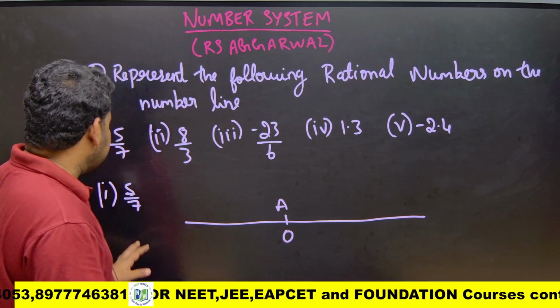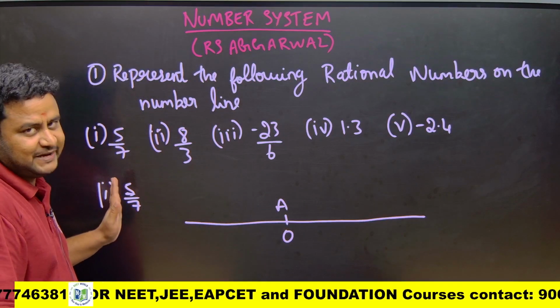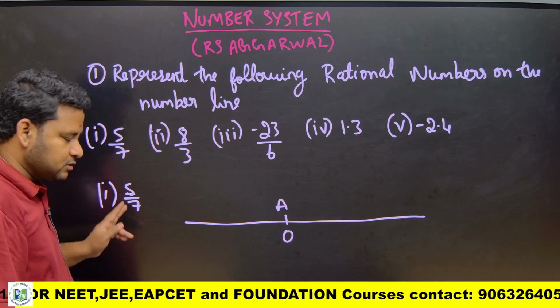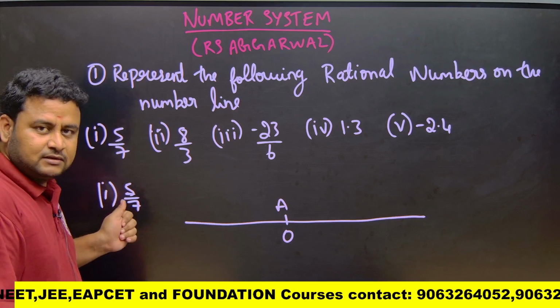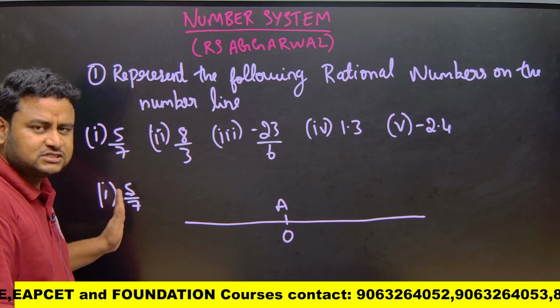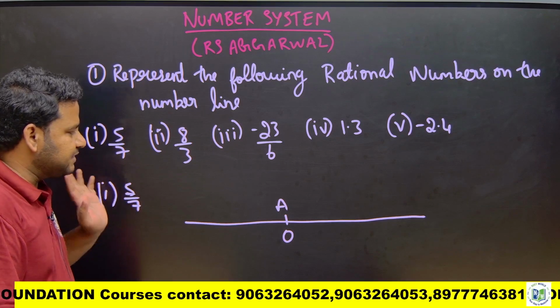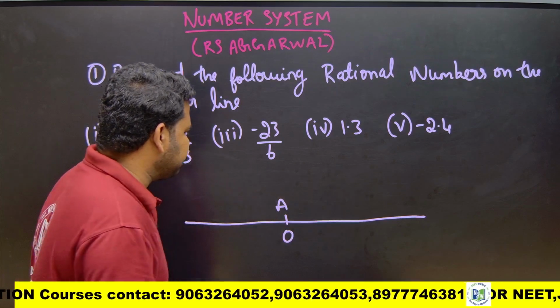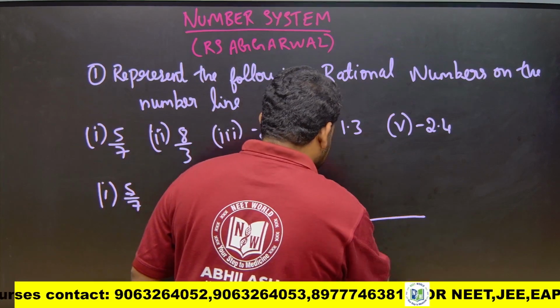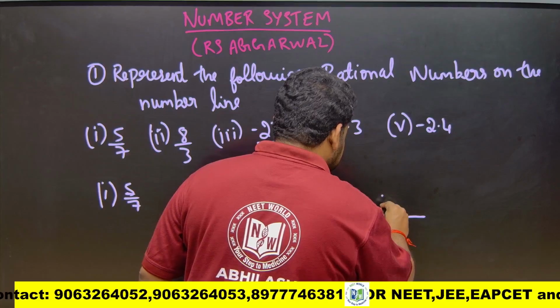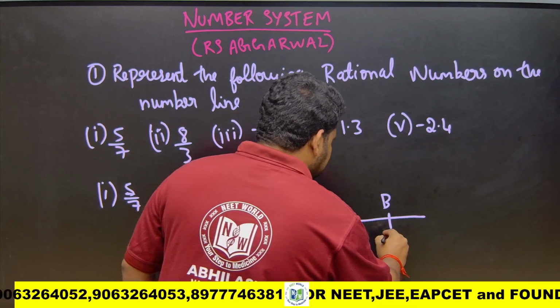I have to get 5 by 7. Among 5 and 7, which is bigger? Don't worry about numerator or denominator, focus on which is the bigger number. The bigger number is 7. So from 0 to 1, let me take 1 centimeter distance. Let it be B, and I'll name it as 1.